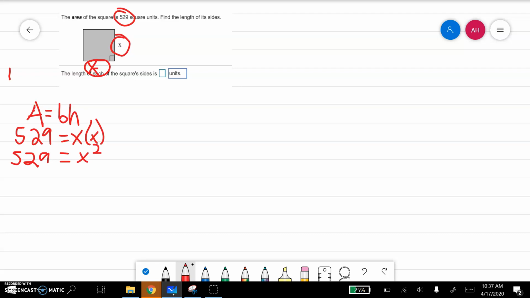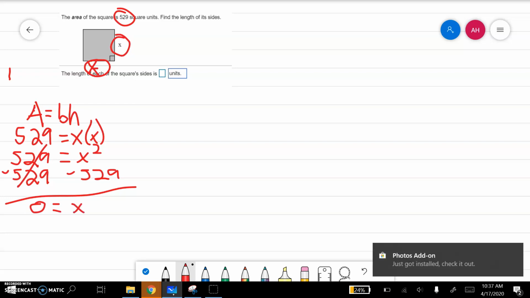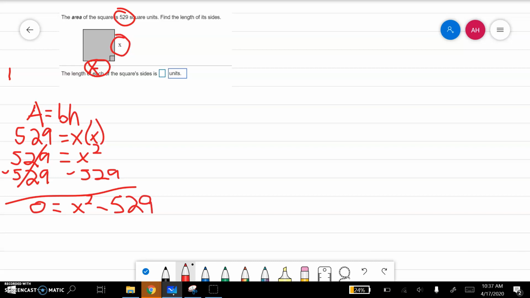Okay. Remember, anytime you have x squared in a problem, you need to move everything to that side. So I'm going to subtract 529 from both sides. So we get 0. We know that you can't actually subtract 529 because they're not like terms. So we got x squared minus 529. And then you need to factor that.